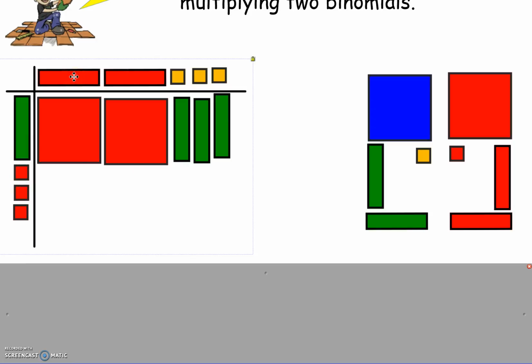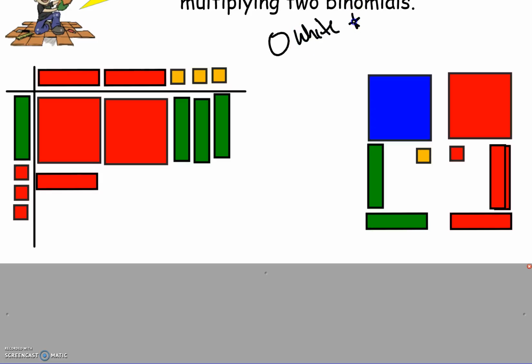Negative 1 times a negative x is going to be a negative x. And remember, when you're drawing these in your book, if it's open with no color, it's white, it's going to be positive. And if it's negative, it's going to be black. And the same would go for the x squares and the x's.